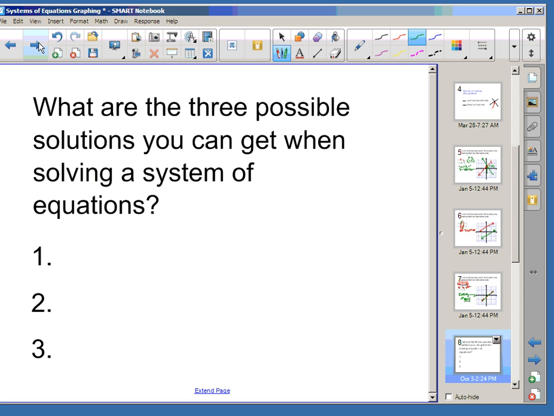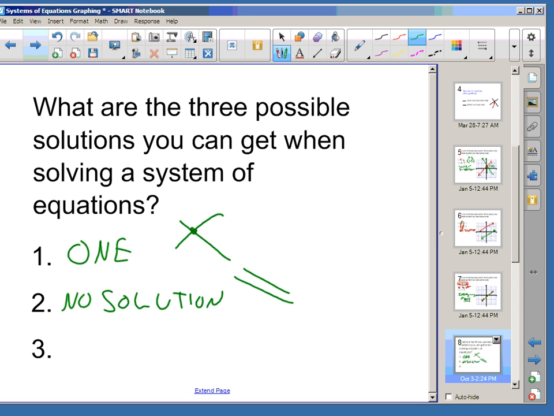Okay, so what are the three possible solutions you can get when solving a system of equations? Well, you can have one solution, where the two lines intersect at one point. You can have no solution, and that's where the lines are parallel. Or you can have many solutions, where they're actually the same line.